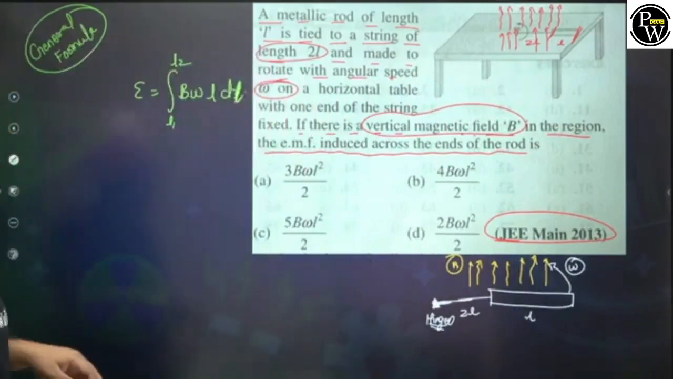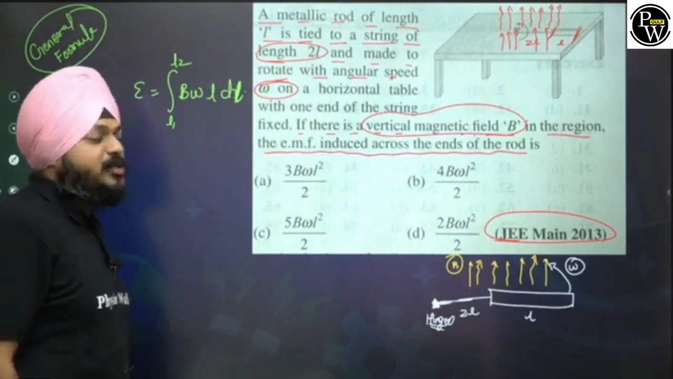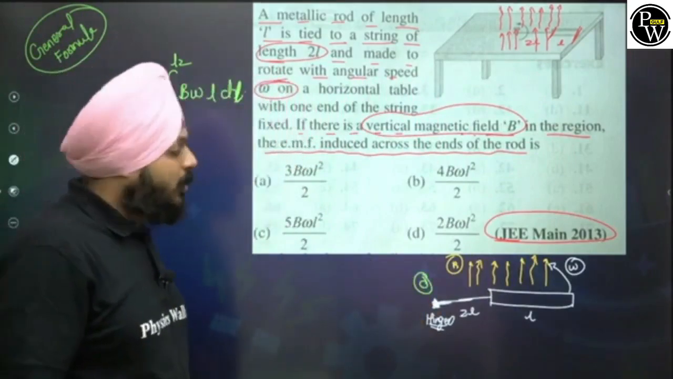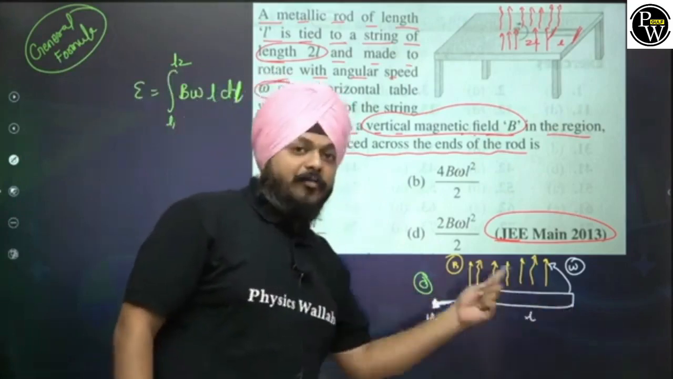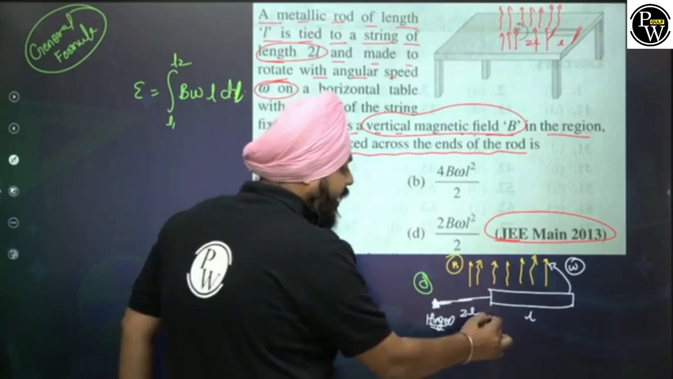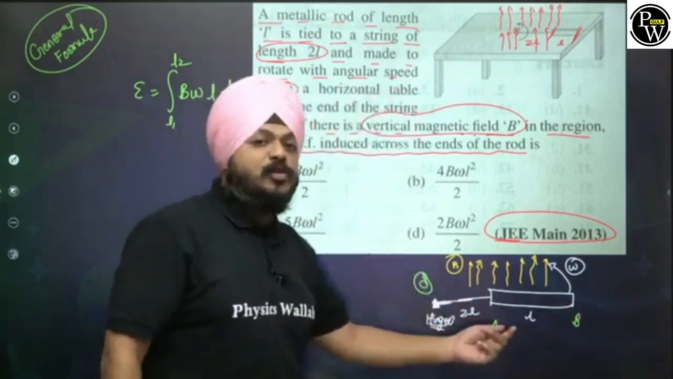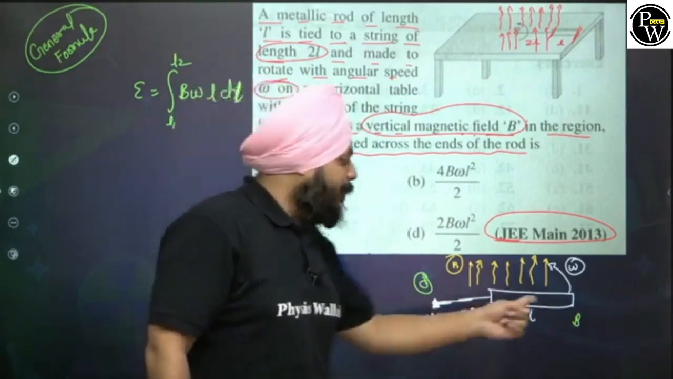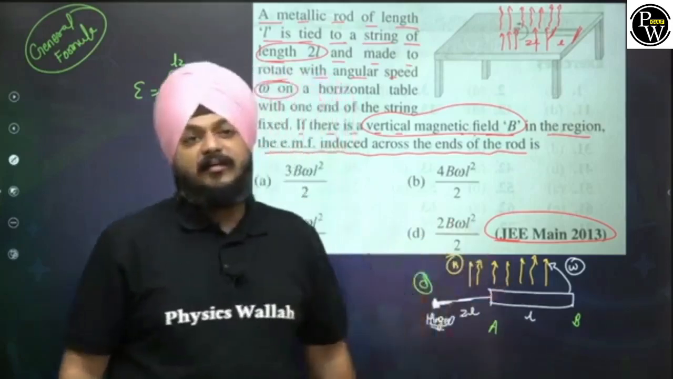So this was the general formula. Now, what will be the limits of the integration? In the lecture, I told you the hinged point will always be 0. Now, the first end of the rod is A, the second end of the rod is B. The A edge of the rod is situated at a distance 2L. The B edge of the rod is situated at a distance 3L.